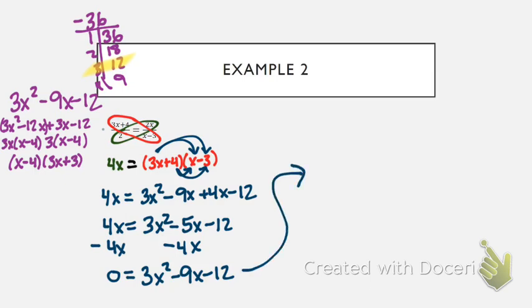Because we ended up with a quadratic, we had to factor. Sorry, someone interrupted me, so I don't know where that sentence ended. But we factored it, so now we have 0 equals my two factors, x minus 4 and 3x plus 3.